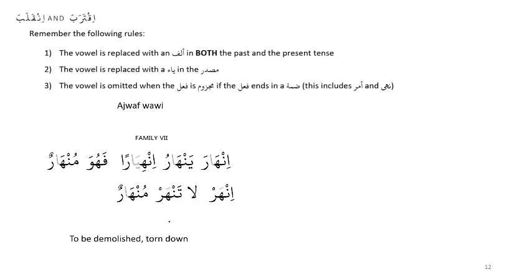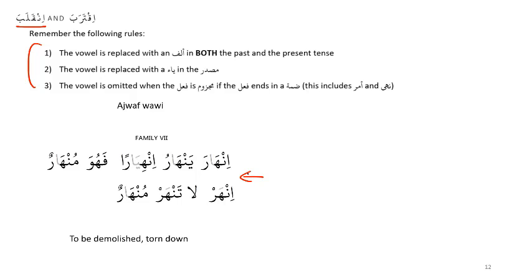Okay, so what are we talking about here? Inqalaba. So I think Shahrukh, you remember this. What is our example? Infatara, yanfatiru, infitaran or infitar. So the bab is infial. Okay, the rules are the same, but interestingly, here the majhul or the passive form is not given.